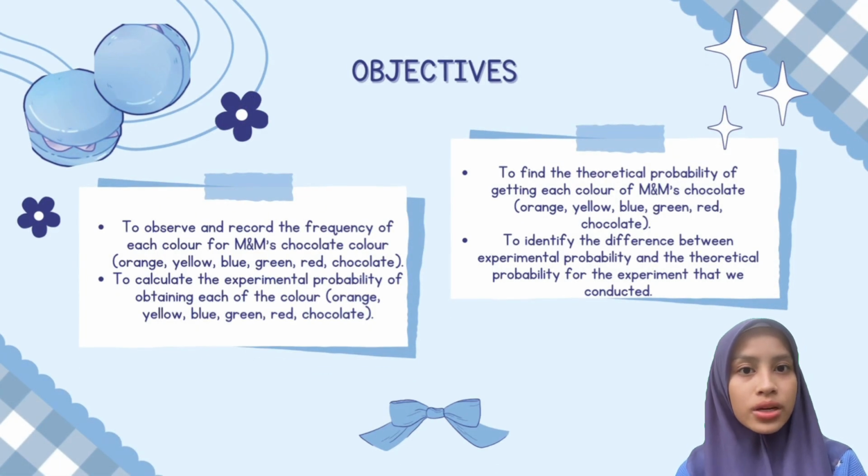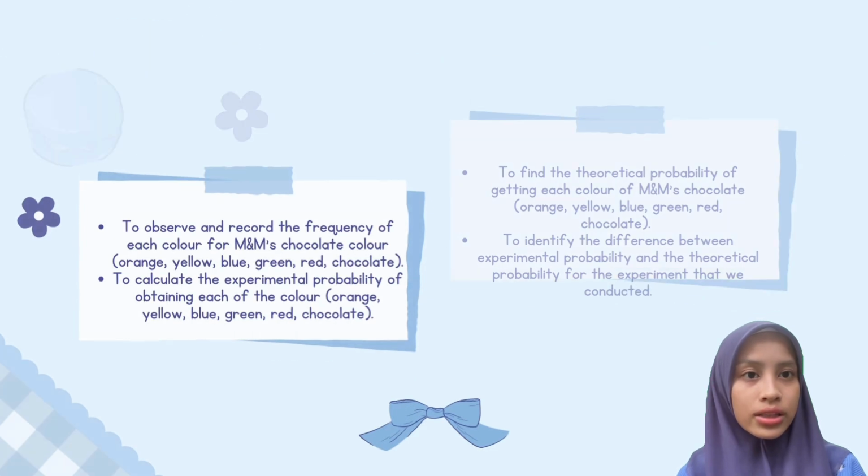First, this experiment is conducted to observe and record the frequency of each color for M&M's chocolate color. Next, it is to calculate the experimental probability of obtaining each of the color. Thirdly, it is to find the theoretical probability of getting each color of M&M's chocolate. Last, it is to identify the difference between experimental probability and the theoretical probability for the experiment that we conducted.